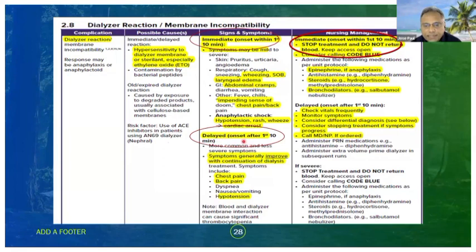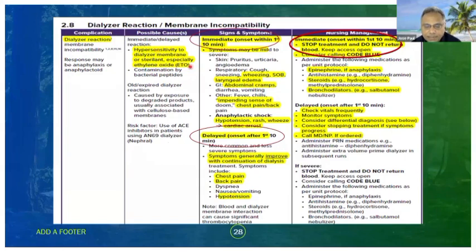And there is another reaction known as a type B reaction. Type B reaction in general happens after the first 10 minutes, usually around 30 minutes later. And the patient will complain of vague symptoms like chest pain, back pain, hypertension, nausea, vomiting. But these symptoms in general improve with the continuation of the dialysis. So this is a type B reaction. It is of importance that you recognize this type A reaction immediately and take necessary action.